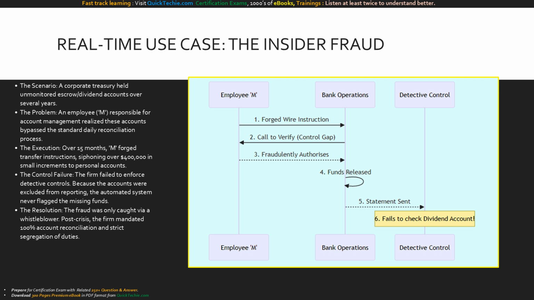This sequence diagram illustrates the anatomy of an internal fraud. First, employee M sends a forged wire instruction to the bank. Second, the bank spots an anomaly and calls to verify, but because M is the sole contact, we see a massive control gap. Third, M fraudulently authorizes the transfer. Fourth, the funds are released. Fifth, the bank sends the daily statement to the firm's detective control system. But look at the critical note at the bottom: the reconciliation system was programmed to ignore the dividend accounts. The fraud goes completely undetected. A chilling reminder that a control system is only as strong as its weakest link.